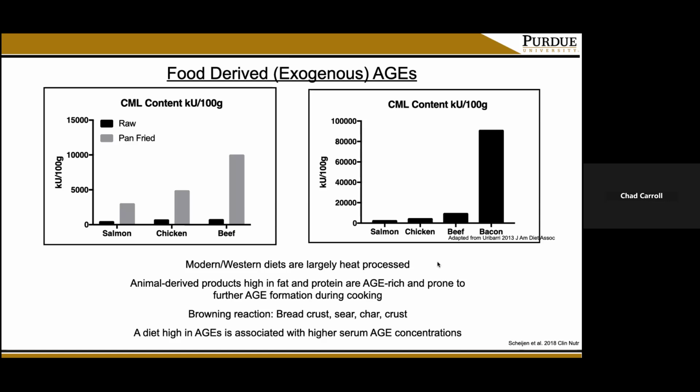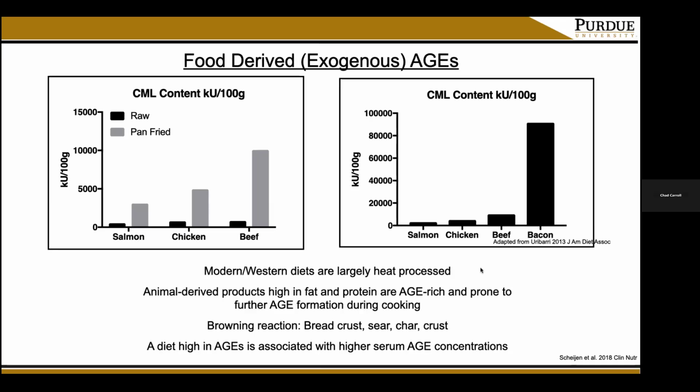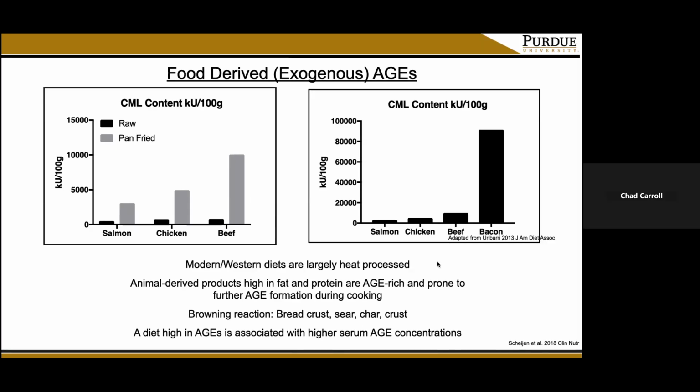And it's not even just the content of the diet, but how you cook your food. So pan frying your foods increases your AGE content. And unfortunately, that yummy bacon that we all love is loaded with AGEs. Tip: microwave it, don't fry it. Microwave it, and it has way less AGEs.